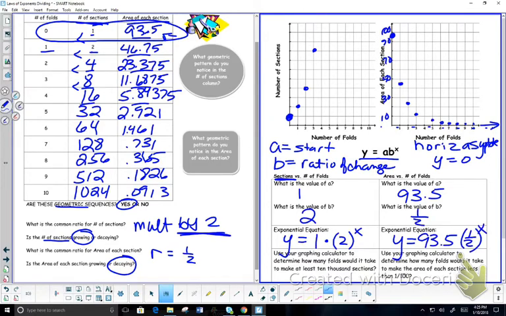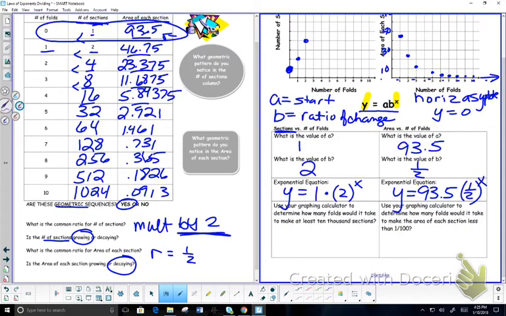Okay? Notice, just like y equals mx plus b, you have still got your y and your x. They don't go away. You simply replace the a and the b value. So then we could use our calculator to determine how many folds would it take to make at least 10,000 sections. So what I want you to do is plug the equation into your calculator. Let me get my calculator and do it.